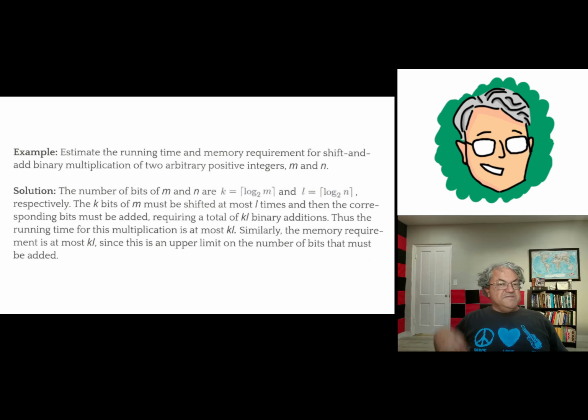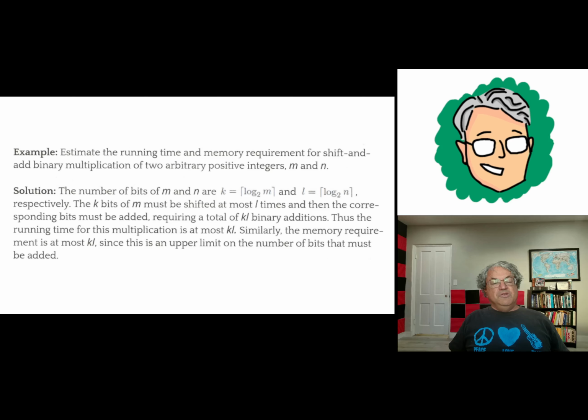I'm sure you guys in grade school, when you were learning how to multiply with pencil and paper, learned shift and add multiplication. So how many operations are involved in shift and add multiplication? Suppose that, again, we're given 2 numbers, m and n, and we want to multiply them. So we have to look at the complexity of our data. Like I said earlier, the number of bits of m is k, which is the ceiling of the base 2 logarithm of m, and I'm calling l the ceiling of the base 2 logarithm of n.